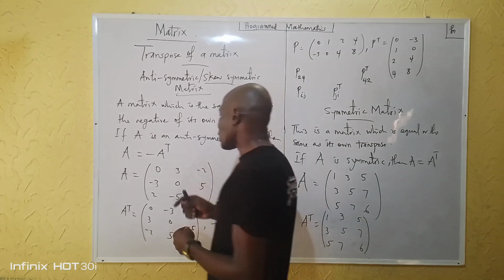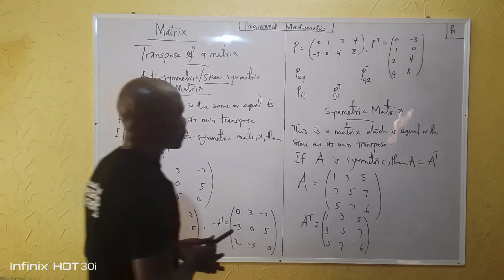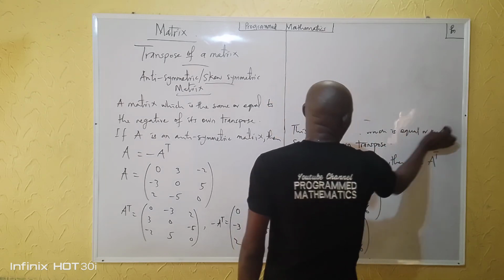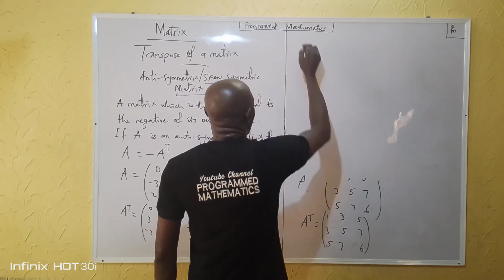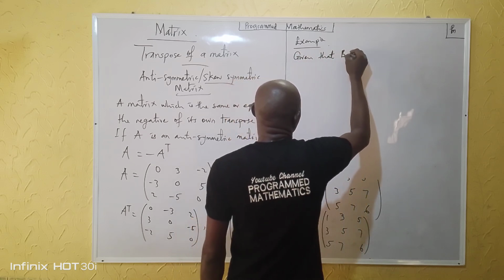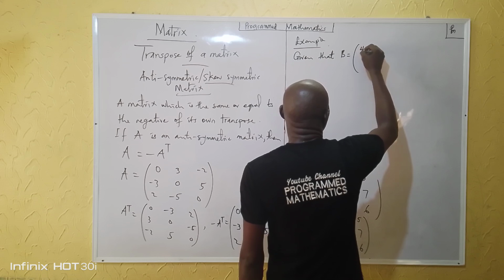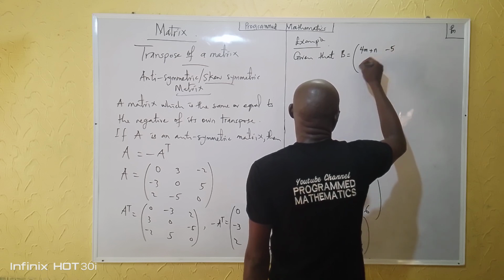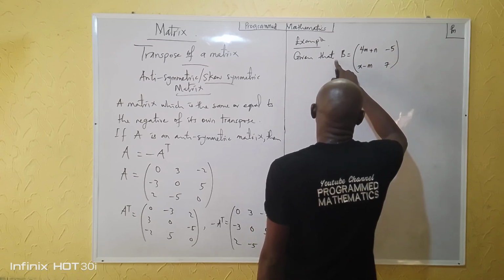Now before that, let's just make a simple thing out of this. I want us to look at this problem. Let's say I have this as a simple example. We are given that matrix B is 4m plus n, minus 5, then x minus m, and 7.